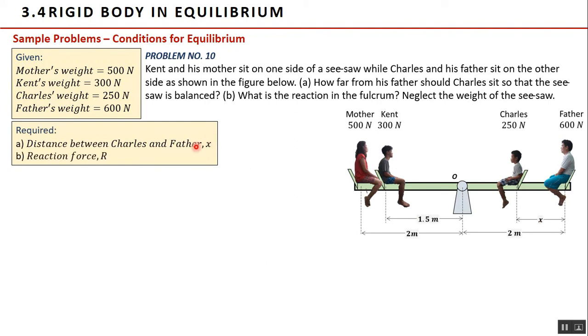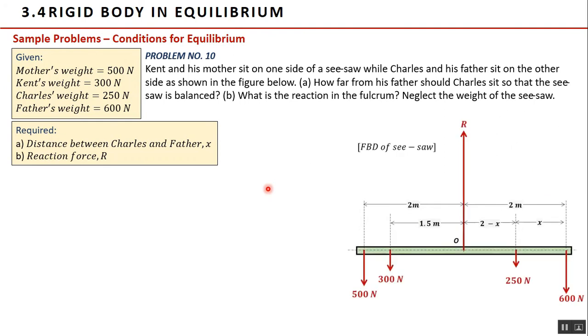For letter B, we are going to solve for the magnitude of the reaction R in the support. First, we must draw carefully the FBD of the seesaw. So this is the seesaw, and this is the location of the support O. Then, we indicate the downward forces caused by the weights of the four persons sitting on it. Then, these downward forces must be balanced by the upward reaction force R, exerted by the support.